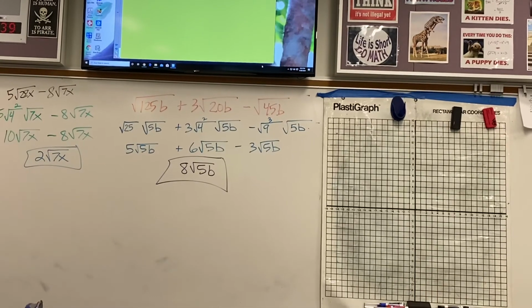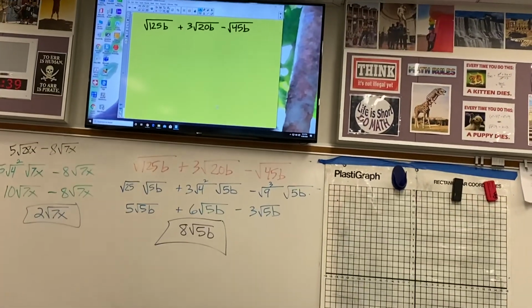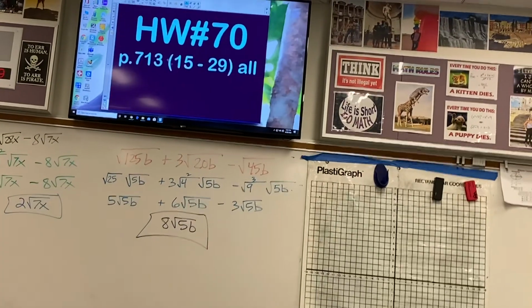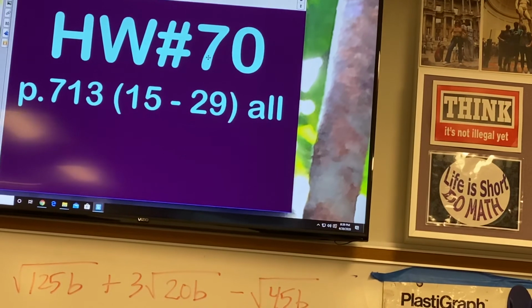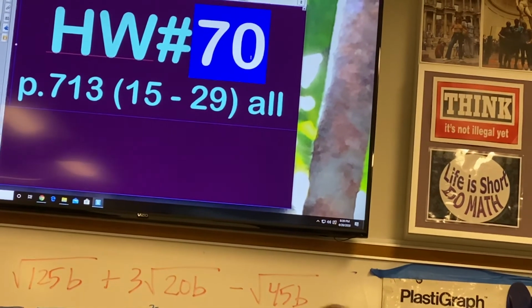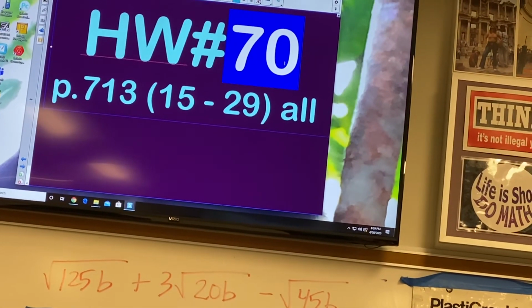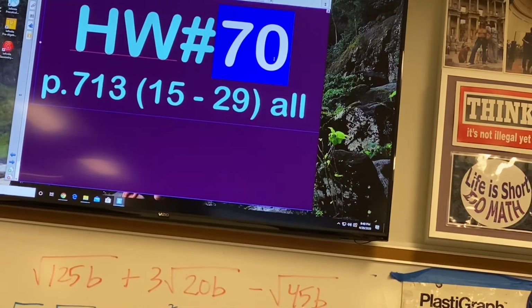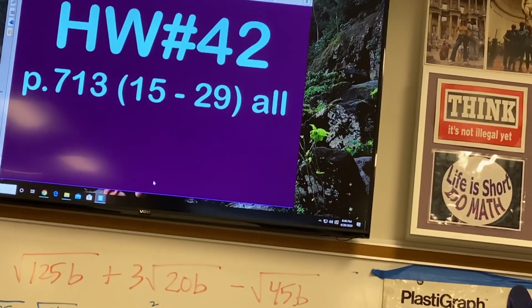That's it. So, here's the homework. Shouldn't be too bad. Homework number, it's not number 70. What is wrong with me? It's homework number 42. How do I have it written as 70? Let me change that. It's 42. Sorry, people. 42. There we go. Much better.